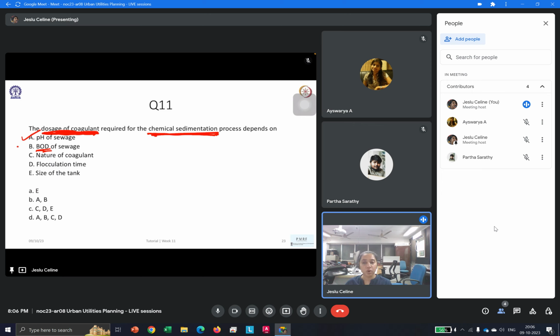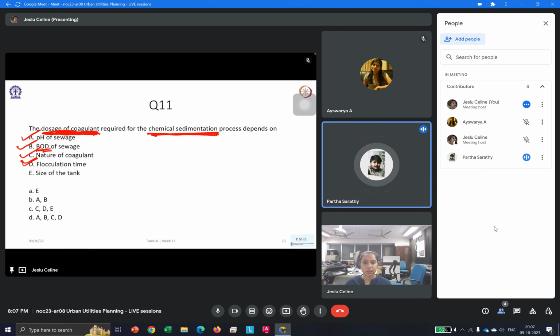Now see, nature of the coagulant. Is it important? Yes, ma'am. Nature of the coagulant is also important. Flocculation time. Yes, ma'am, because based on the flocculation time, we'll have to increase the dosage. If it's going to take more time, then we'll have to change the dosage in order to have it in a lesser time. Then E, size of tank. Is that important?